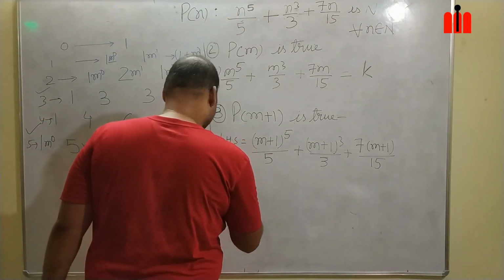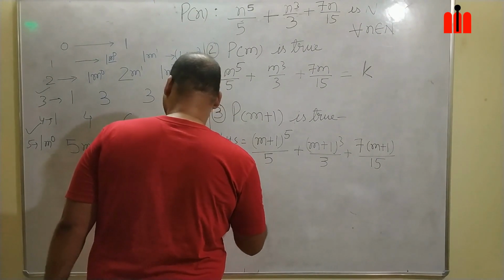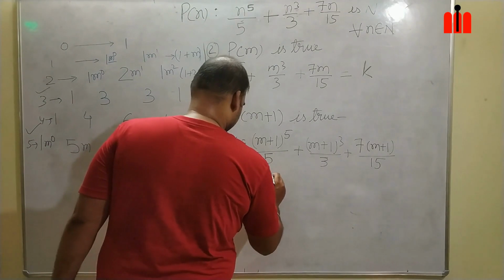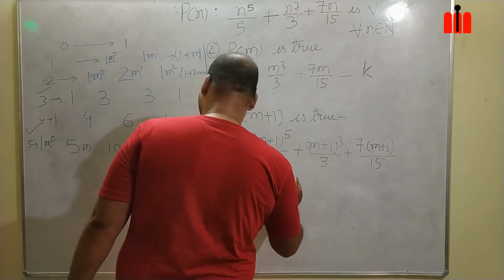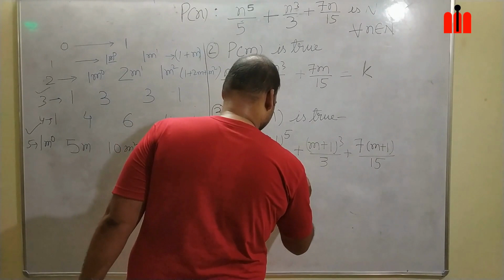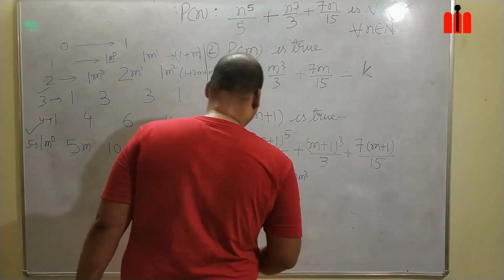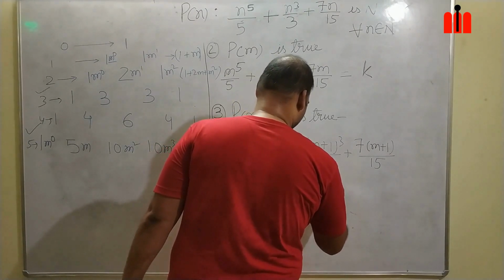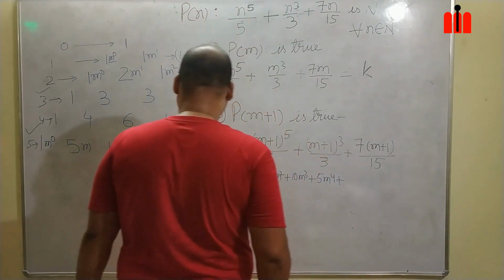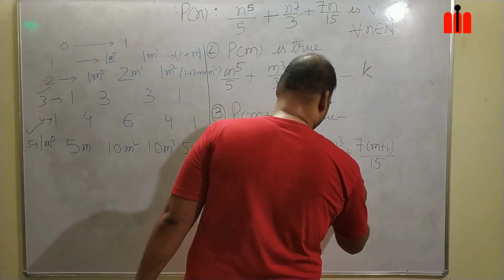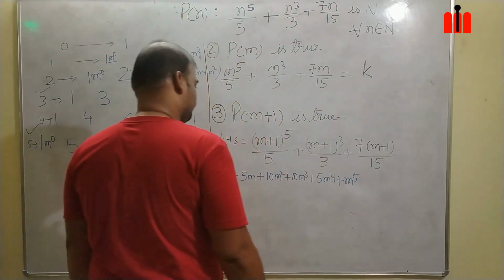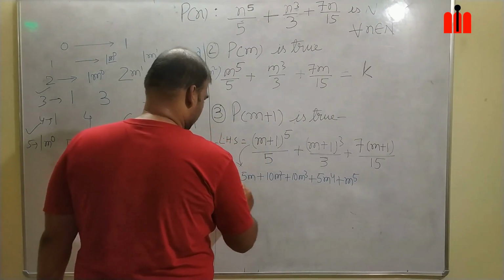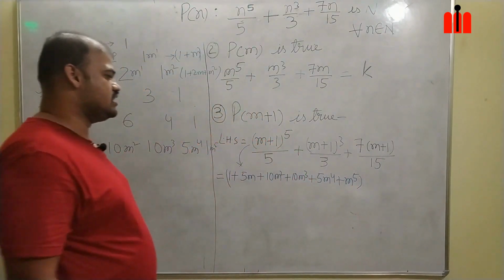So it will be 1 + 5m + 10m^2 + 10m^3 + 5m^4 + m^5. Okay, so this will be the expansion of (m + 1)^5. This is the expansion, whole divided by 5.